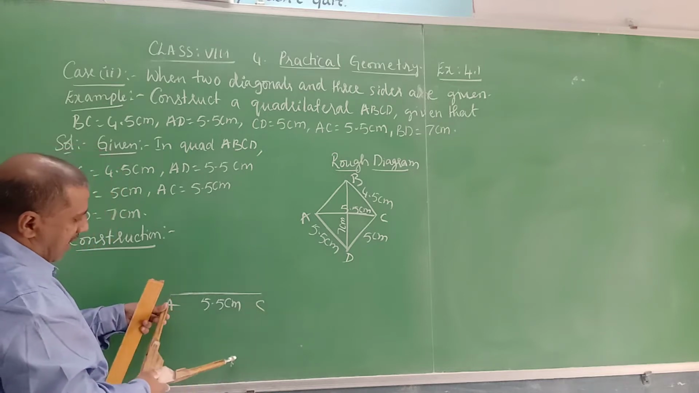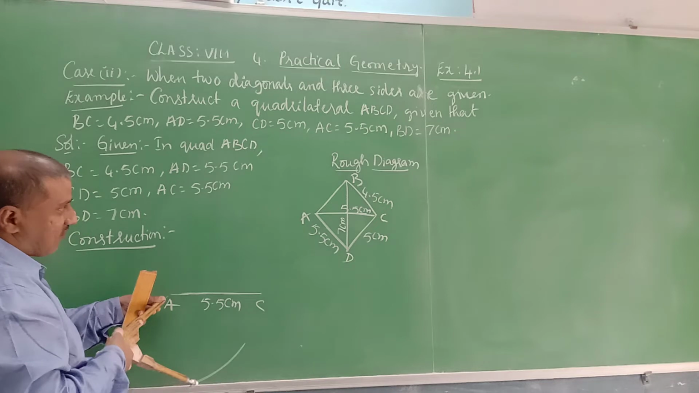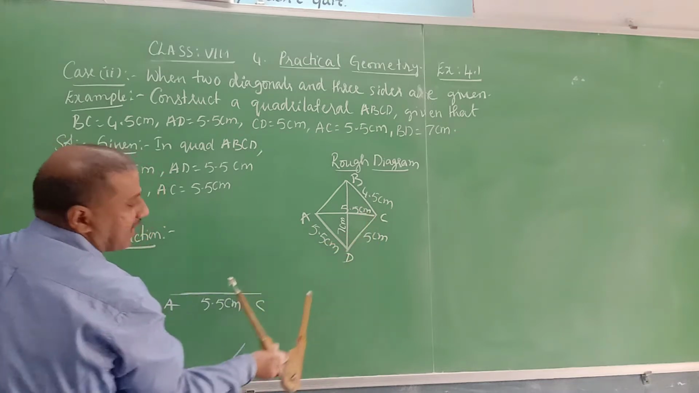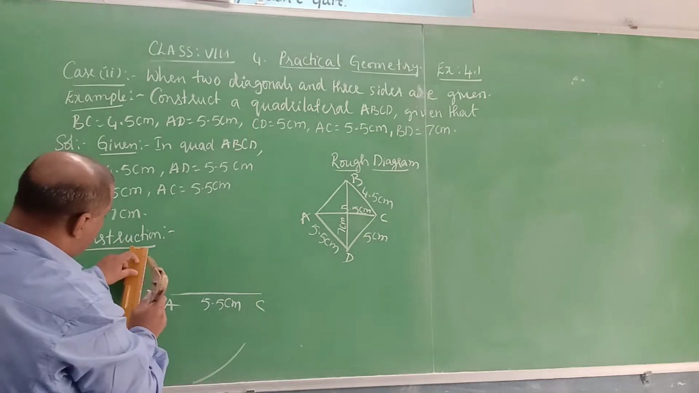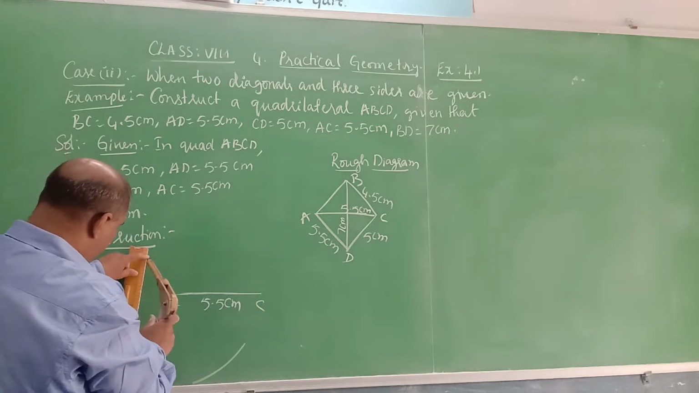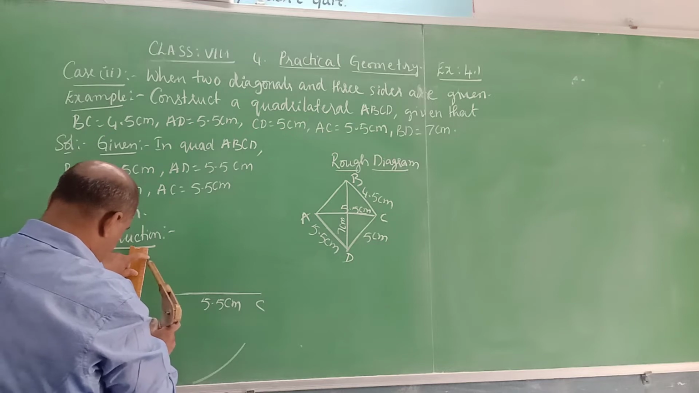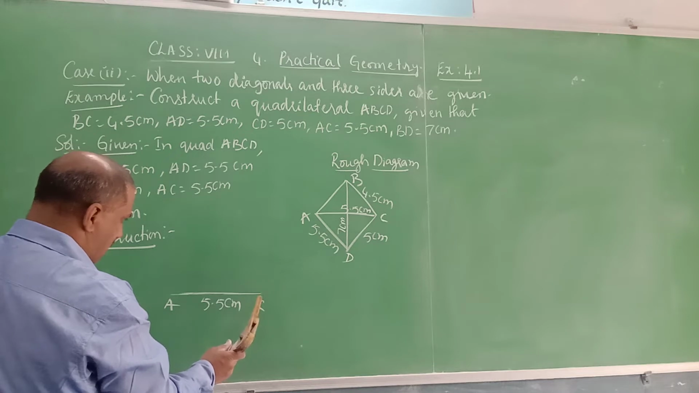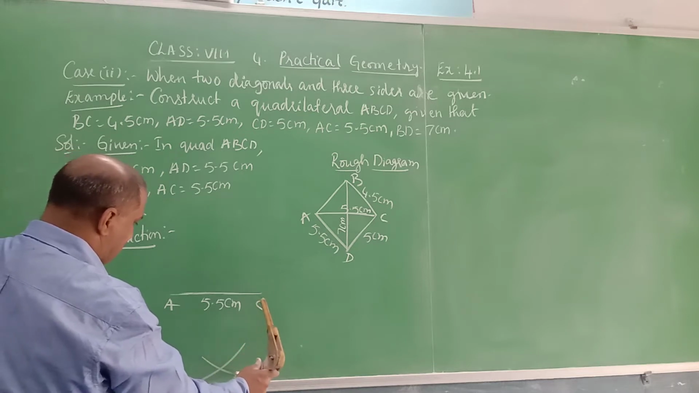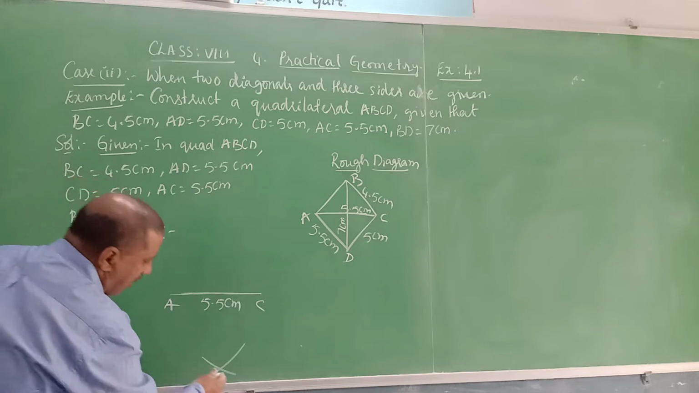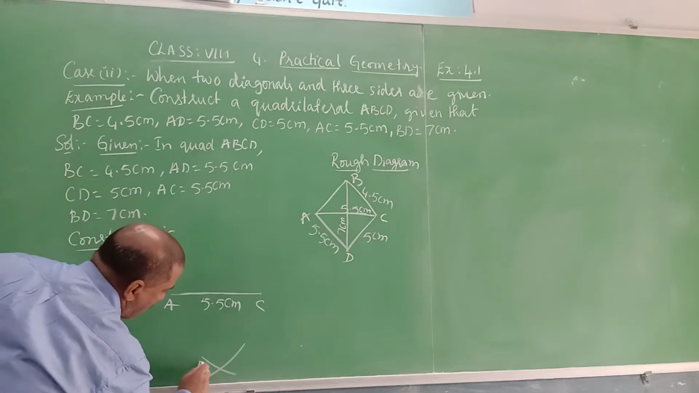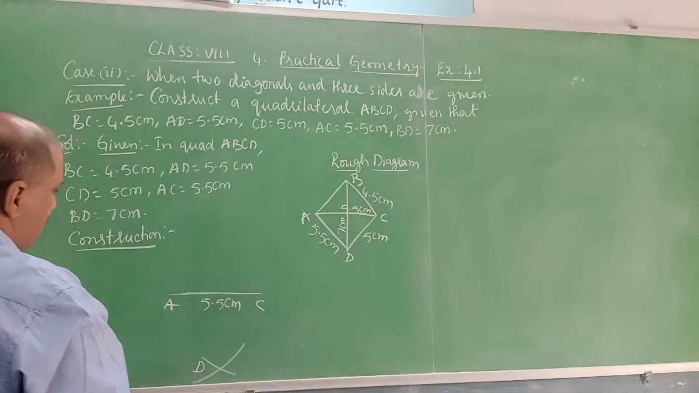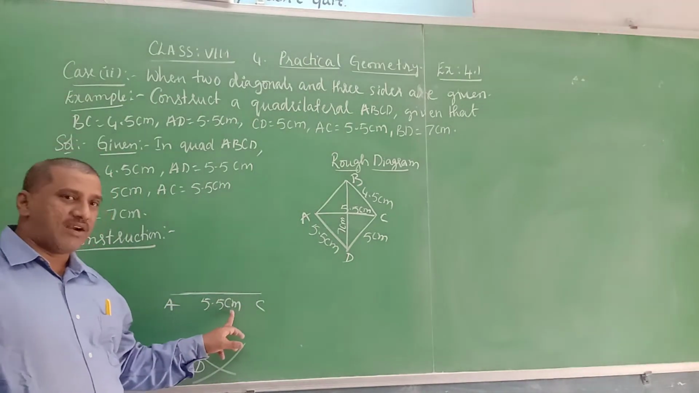So from point A, draw an arc of radius 5.5 centimeters. Now from point C, C to D is 5 centimeters. From point C, cut an arc of radius 5 centimeters. And we will locate this point as D. Point D. So first step, draw AC equal to 5.5 centimeters.